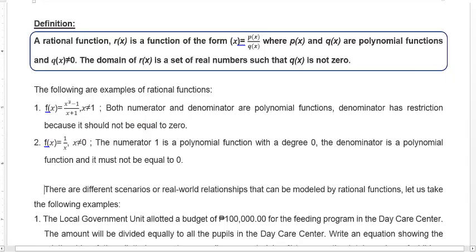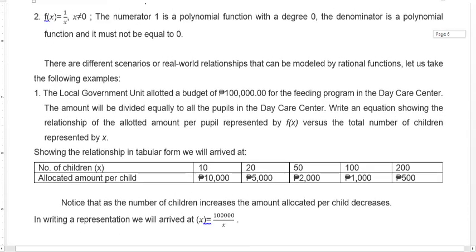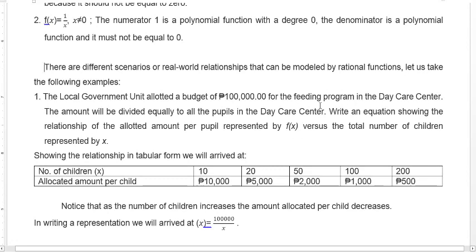Okay, so let's try to have some real-life situations wherein rational functions are used. So let's say the local government unit allotted a budget of 100,000 pesos for the feeding program in the daycare center. The amount will be divided equally to all pupils in the daycare center. Write an equation showing this. So let's say may 10 bata, syempre yung 100,000 i-divide mo by 10.